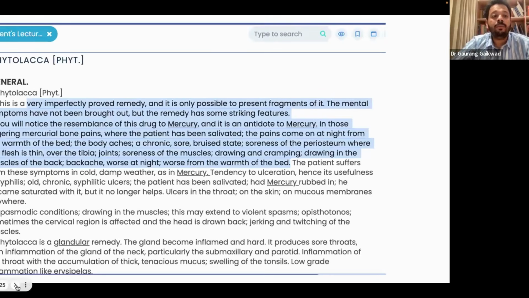Kent writes very beautifully about Phytolacca. It's very nice what he writes. This is a very imperfectly proved remedy, and it is only possible to present fragments of it. Master Kent. The mental symptoms have not been brought out, but the remedy has some striking features, he says. And it resembles mercury. Quite fascinating, huh?